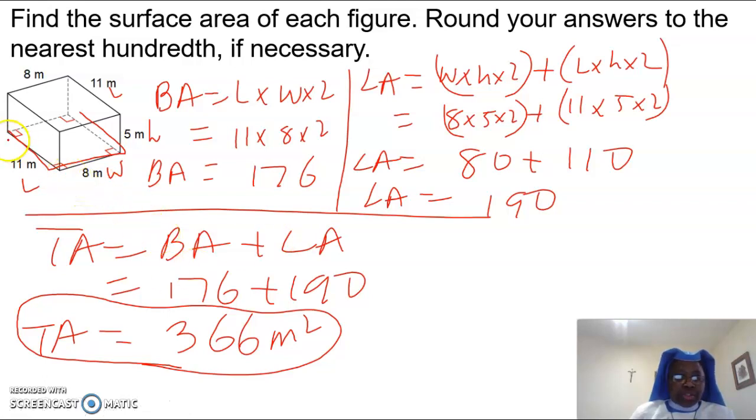So it's always good for a rectangular prism: base length times width times 2, width times height times 2, length times height times 2. So you can kind of use each one of them, length and width, twice.